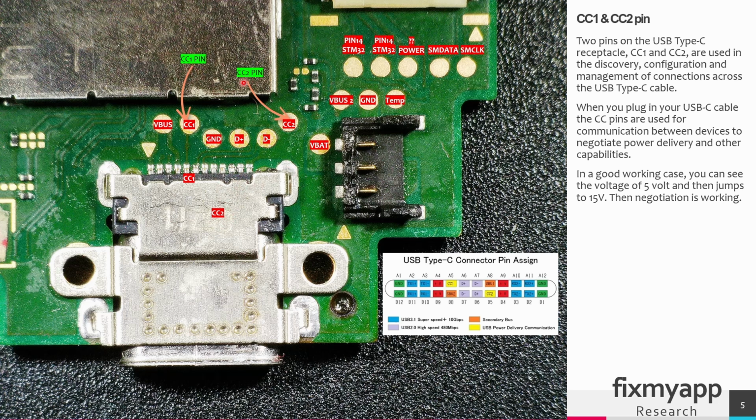So the CC1 and the CC2 can be measured on the CC1 test pad here, and the CC2 test pad. The V-bus can be measured on this pad. So this is only for the Nintendo Switch Lite. For the Nintendo Switch version 1, version 2 or the OLED version, it's on different locations. So when you plug in your cable into this receptacle, the CC1 pin is used for communication between the devices, so to negotiate the power delivery and other capabilities. So in a good working case, you can see the voltage going up from 5 volt to 15 volt. And if you see that on your amp meter, then you know the negotiation of the power delivery is working okay, because it jumps from 5 volt to 15 volt.